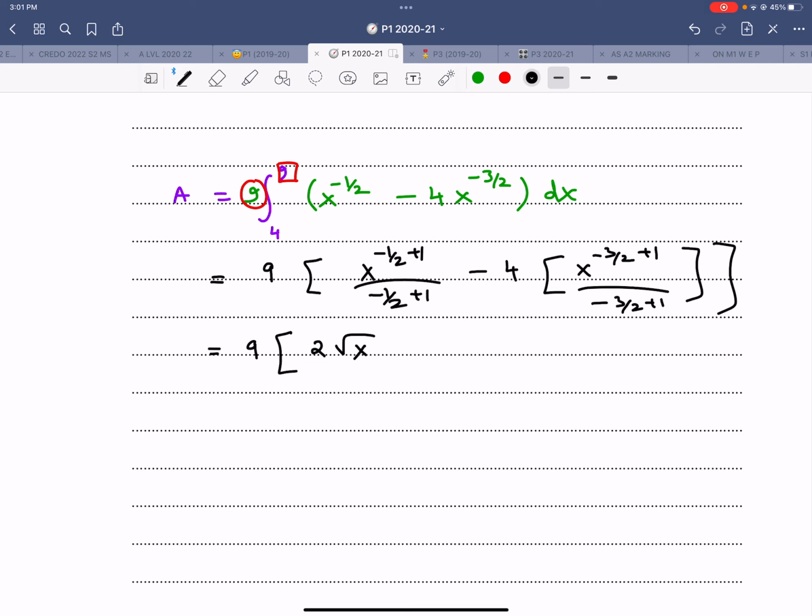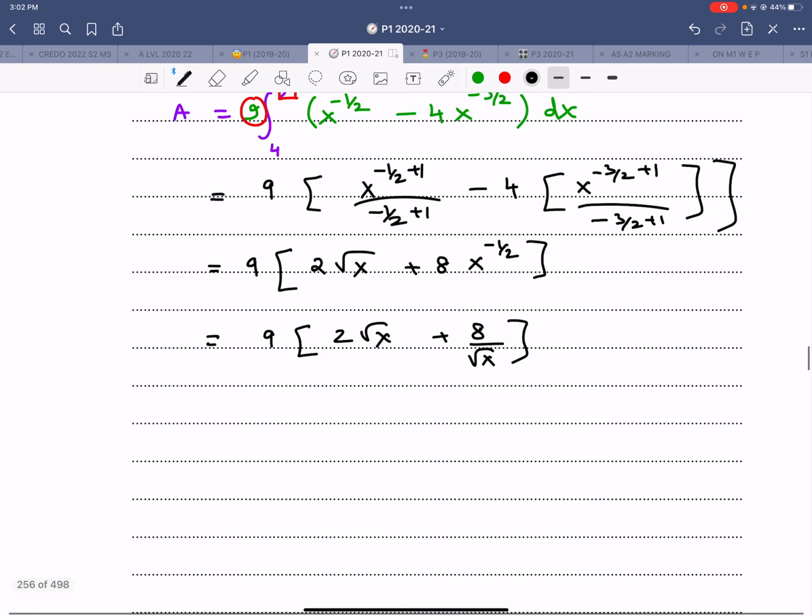Minus 3 over 2 plus 1 is negative half. Dividing by negative half becomes positive 2. Minus 4 into 2 is 8. And this is 8 into x raised to power of minus half. Simplify it even further: 2 root x plus 8 over root x. So I think this question is dedicated to surds and indices. And then we have the limits.